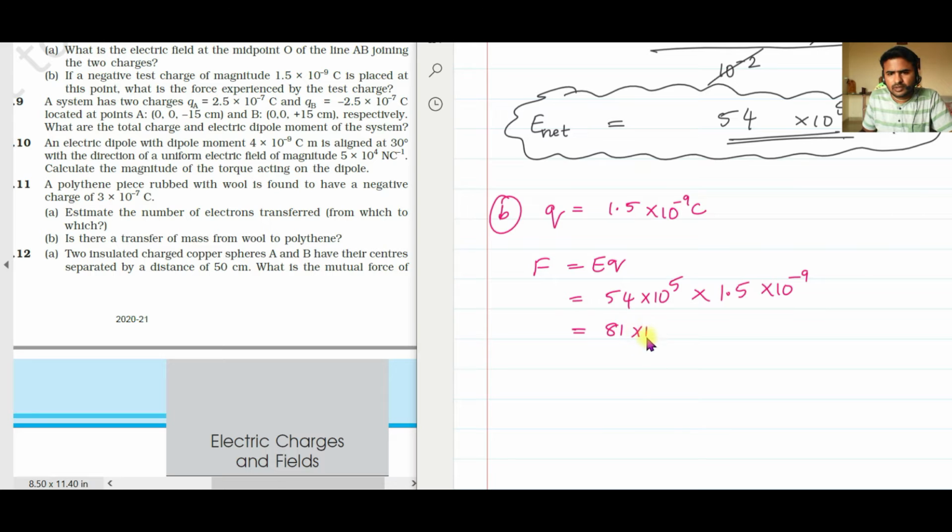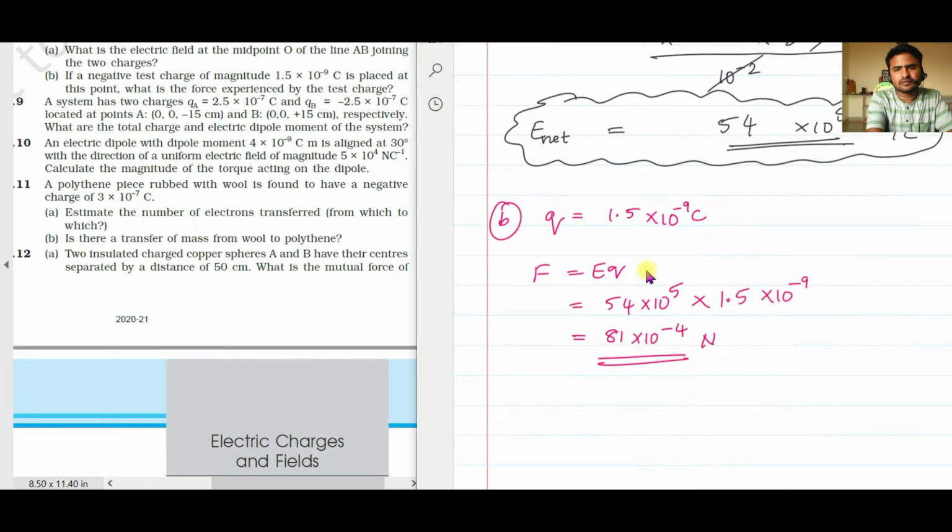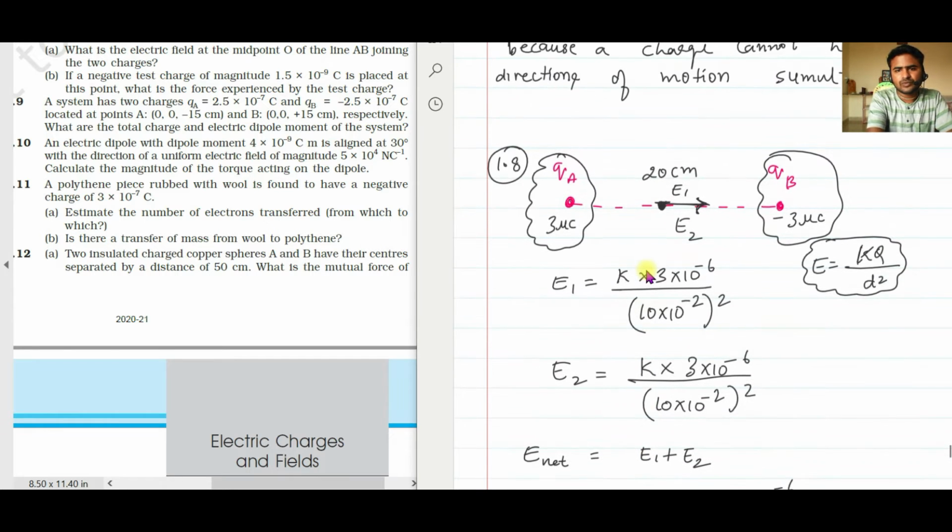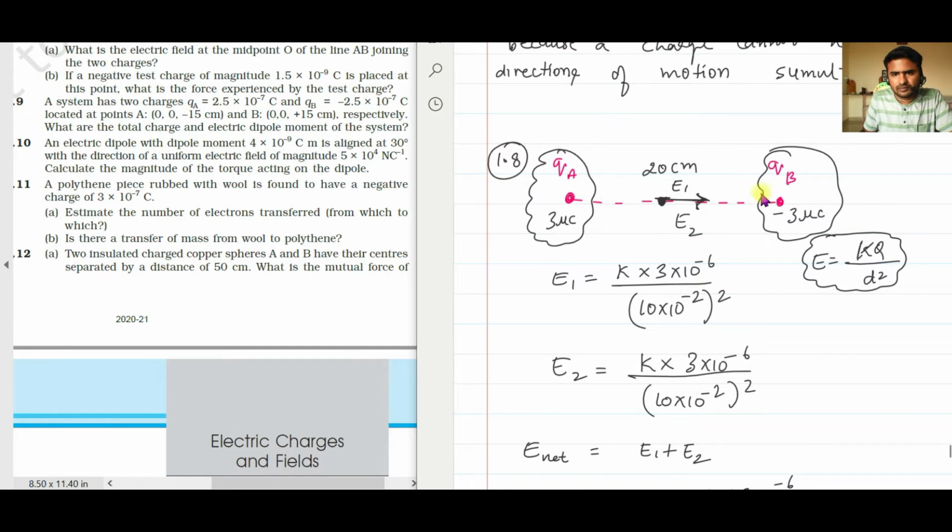81 into 10 to the power of, 1.5 into 54 is 81, and this 10 power 5 into 10 to the power of minus 9 will become 10 power minus 4 Newton. So that is the force experienced by this charge Q when you keep that charge Q at the center, where the electrical field is 54 into 10 to the power of 5 Newton per Coulomb. Okay, and what will be the direction of this force? The direction of the force will be along AB, along the line joining AB.